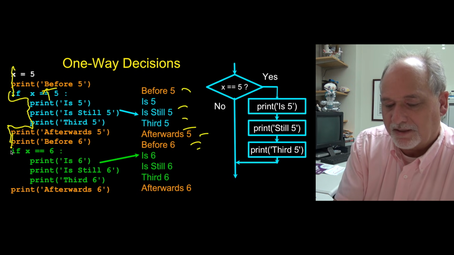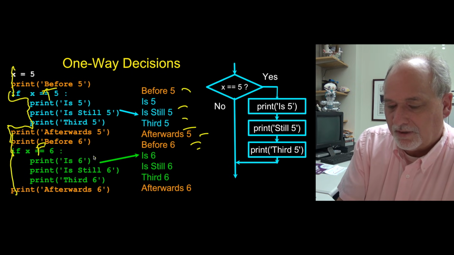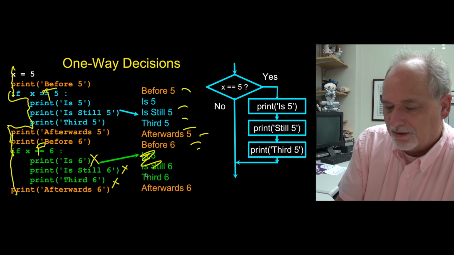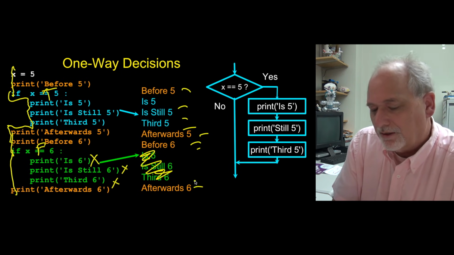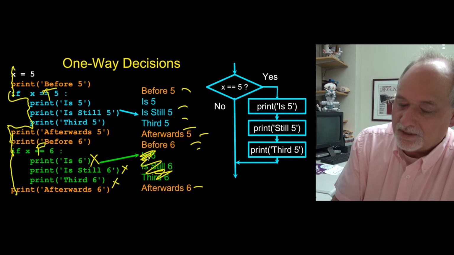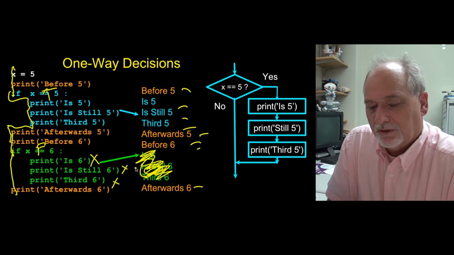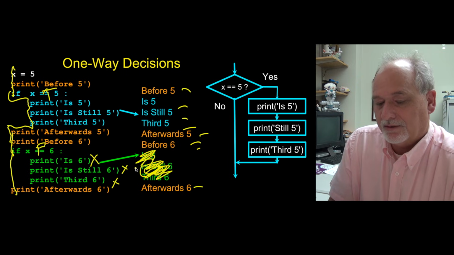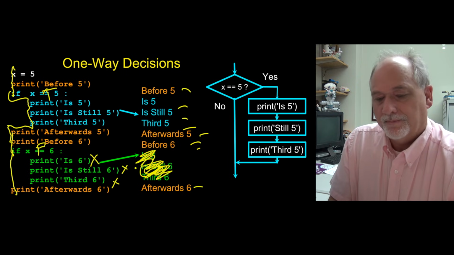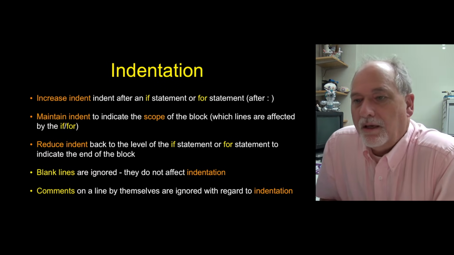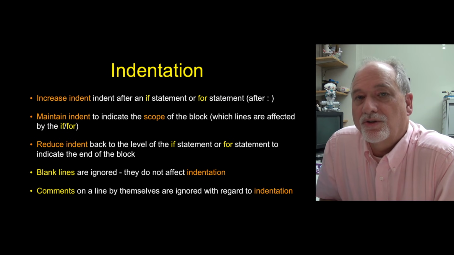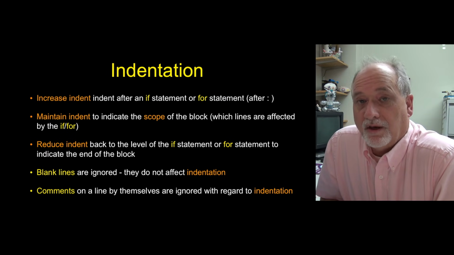And then it says x equals 6, well that was false, so that skips all of them. So none of these lines of code run, and it says afterward 6, so that's a mistake. Those don't run right there, okay, because x is not equal to 6. So indentation is an essential part of Python.